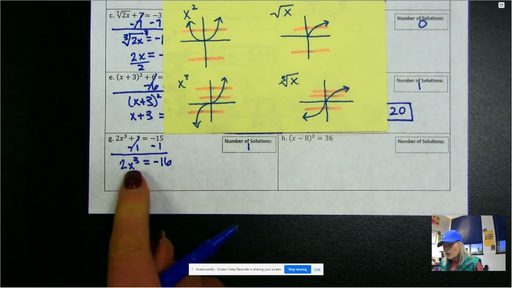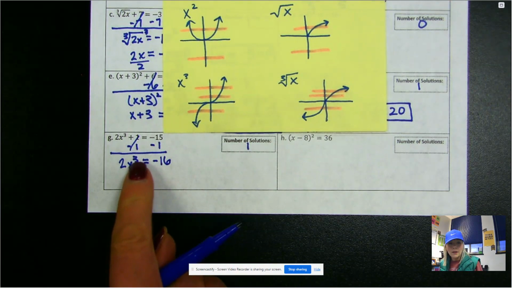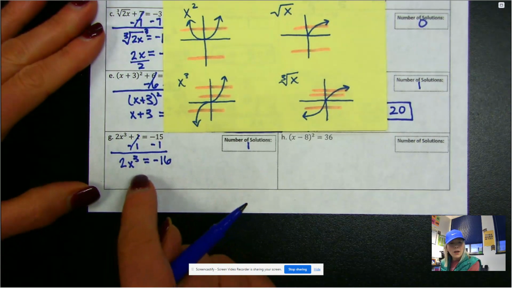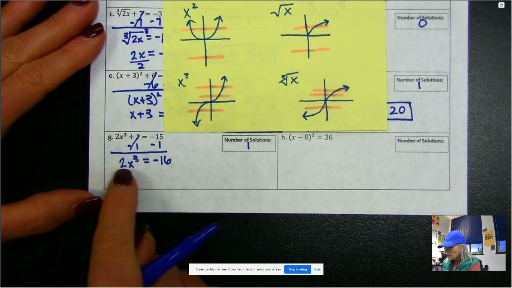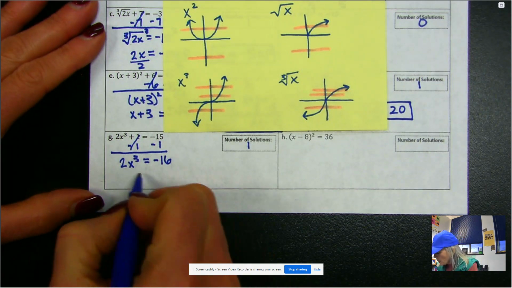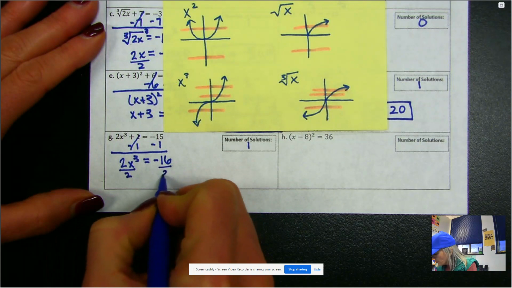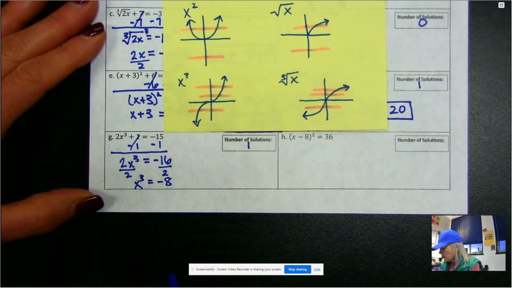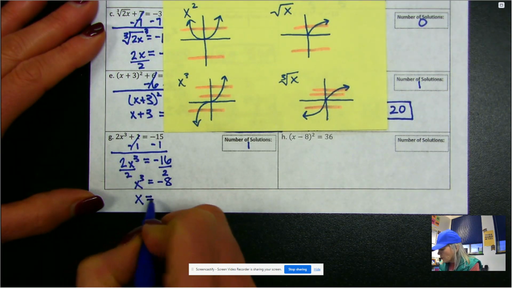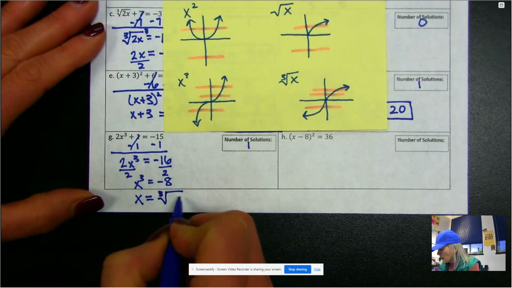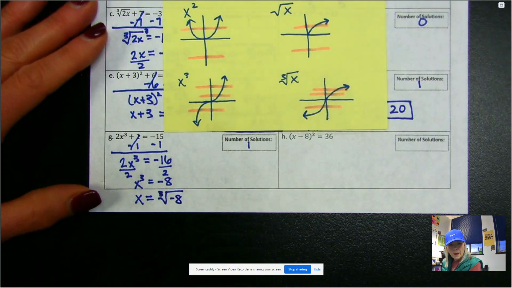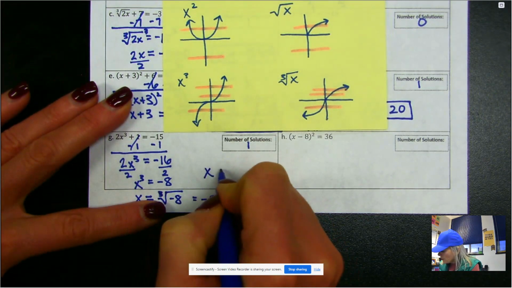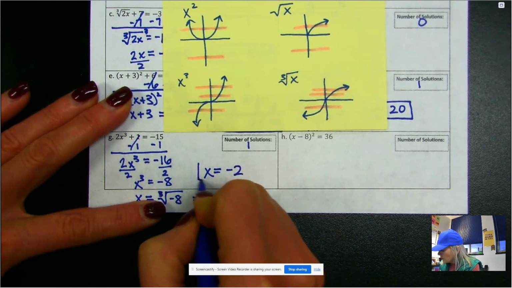All right. Now, I know I'm going to use a cubed root to get x to the third to be just x, but before we can do that, you have to have x to the third completely by itself. It's currently being multiplied by 2. So we have to divide by the 2. And that gives us x to the third is equal to negative 8. And so x is equal to the cubed root of negative 8. And the cubed root of negative 8 is negative 2. So final answer, x equals negative 2.